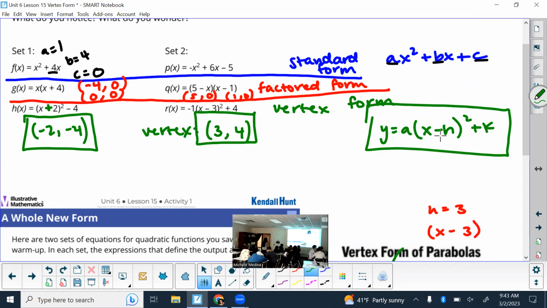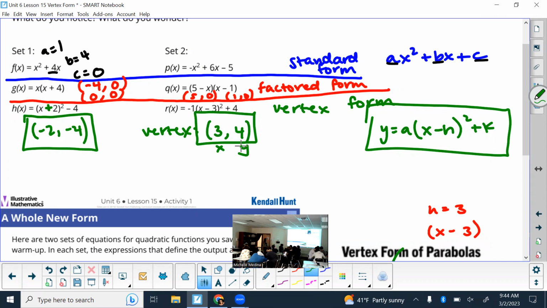So the H always has the opposite sign of how it looks in the problem. So if it looks negative here, it's really positive that they plugged into the formula. K always matches. Okay, so then the X of my vertex is 3, the Y of my vertex is 4. Without even graphing, if it's in vertex form, I can see that. So, questions on that?